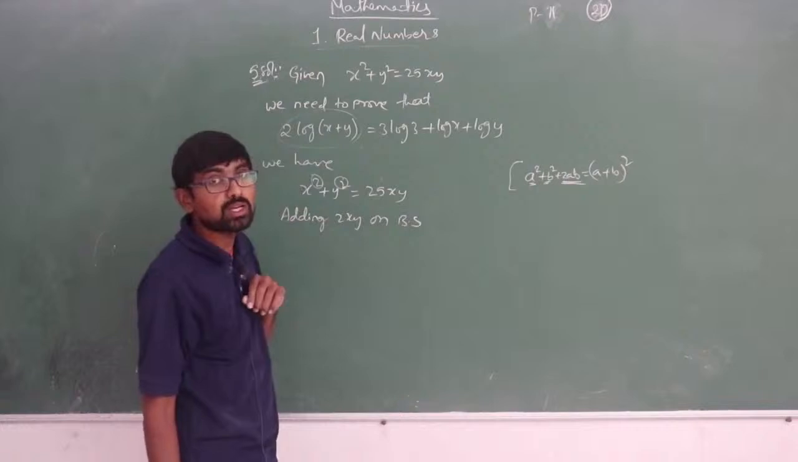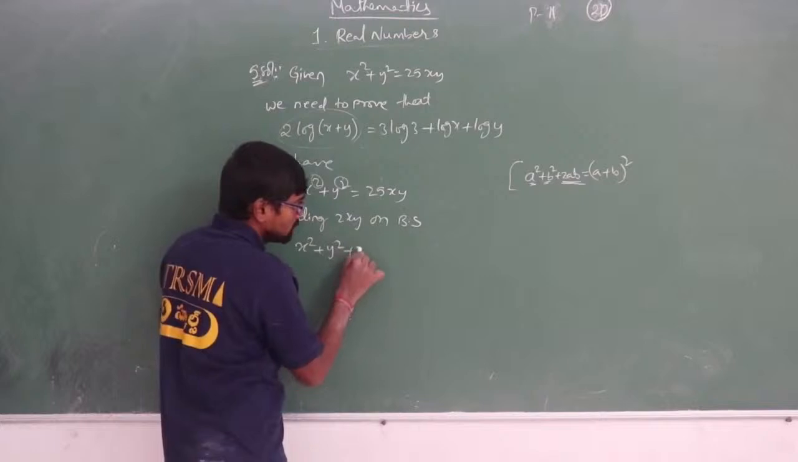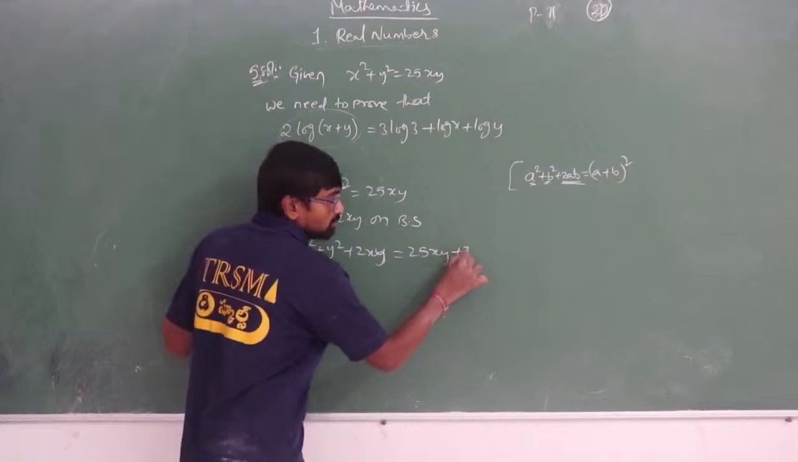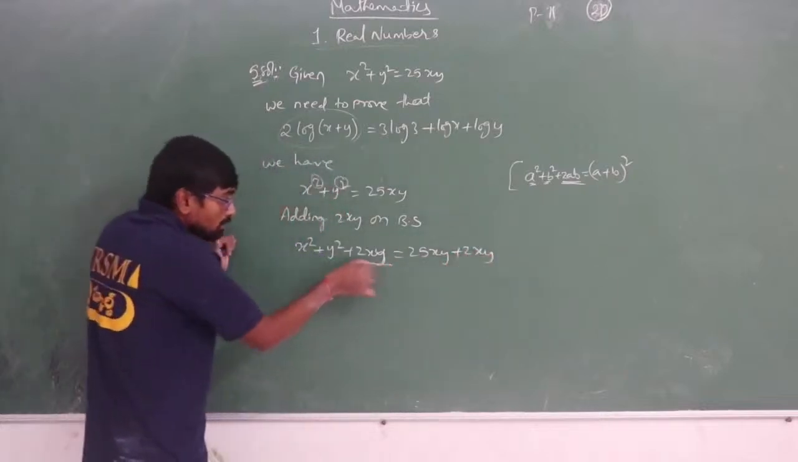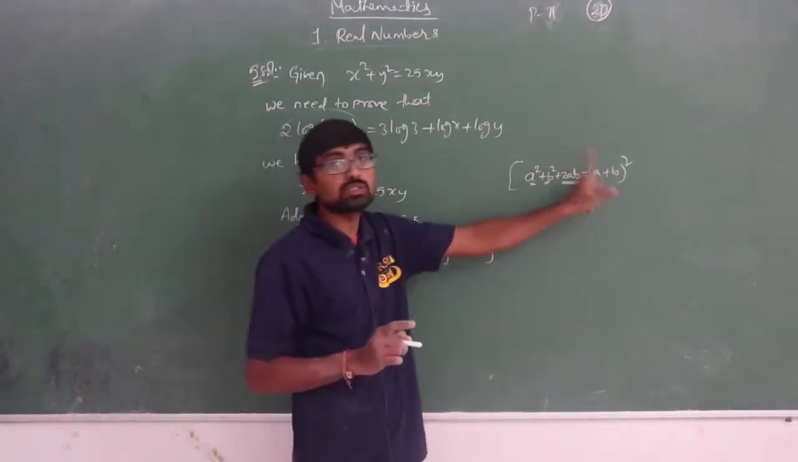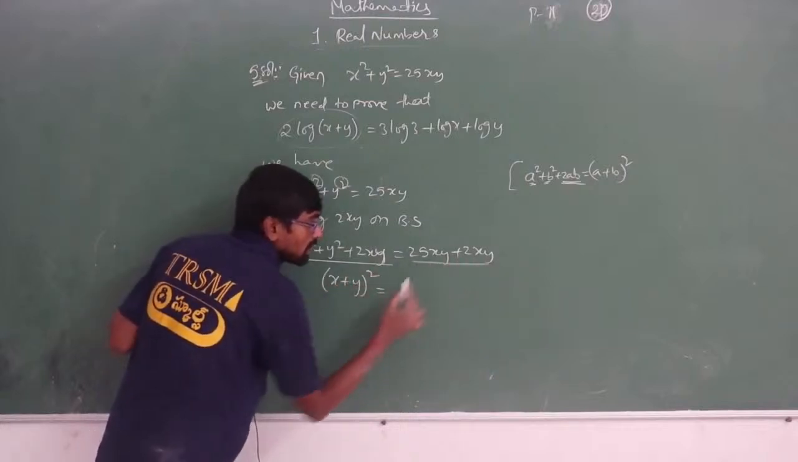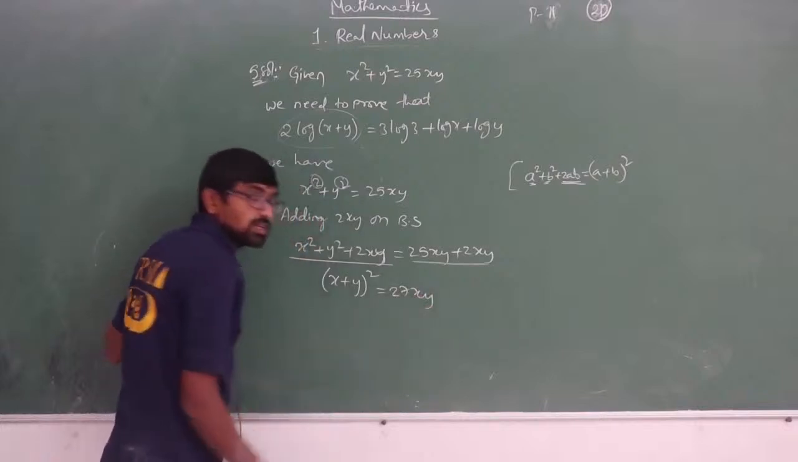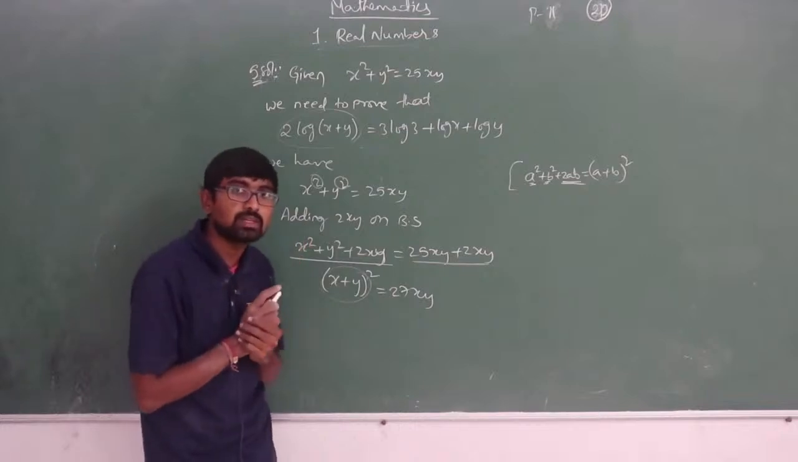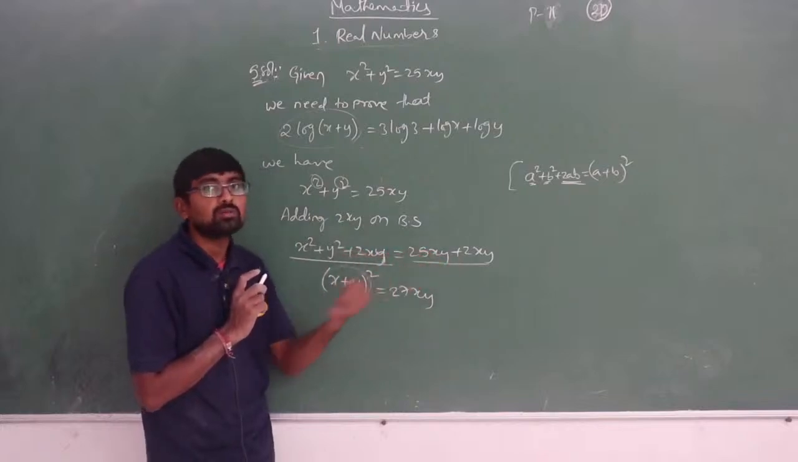Why am I adding 2xy on both sides? Because you can see, if I add 2xy on both sides, again I am getting the single formula, a square plus b square plus 2ab. Can I write this as a plus b whole square? Can I write this as x plus y whole square is equal to this, and on addition I can write 27. Now if I apply logarithm, then this whole value will become one single term, isn't it? Because of that reason I am adding 2xy on both sides.